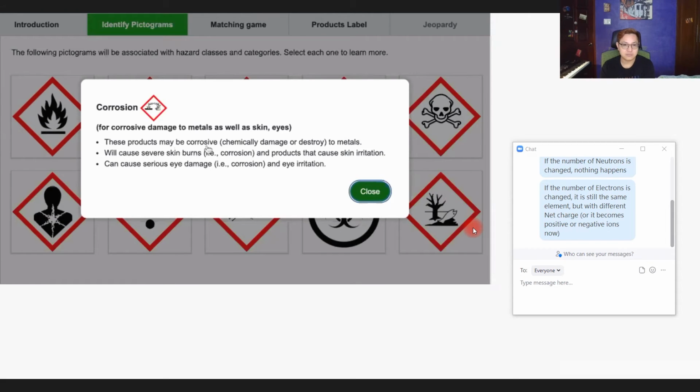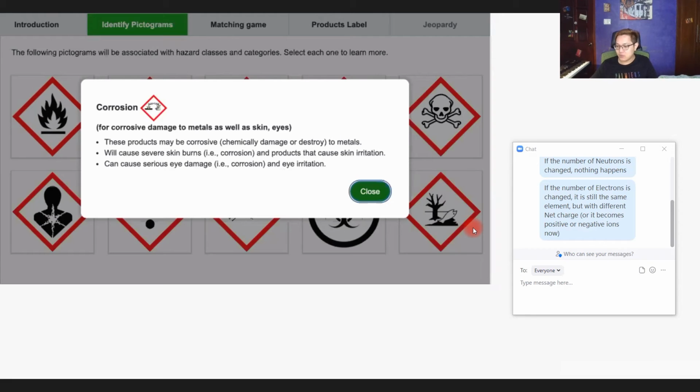These products may be corrosive, chemically damaging or destroying metal. They can cause skin burn, i.e. corrosion, and skin irritation. They can cause serious eye damage and eye irritation. Especially gases in the lab.